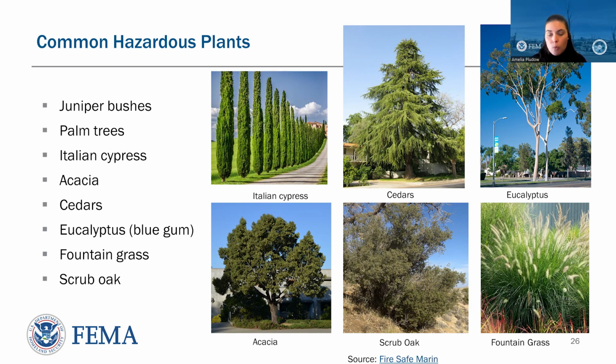And again, which plants are hazardous is going to vary place to place, but there are some plants that are commonly hazardous and also very commonly seen. These are things like juniper bushes, palm trees, Italian cypress, acacia, cedars, eucalyptus, fountain grass, and scrub oak. And we have some images of some of those most typical plants that you might recognize in your communities.